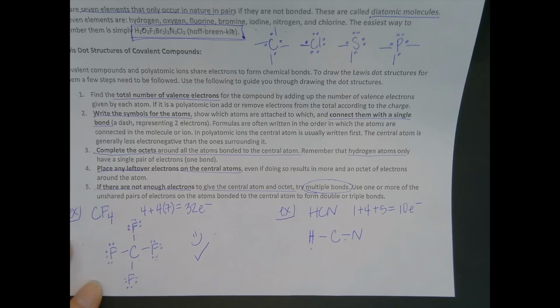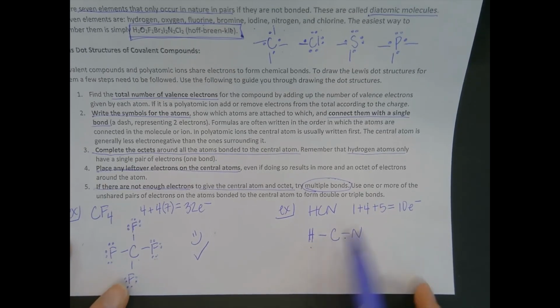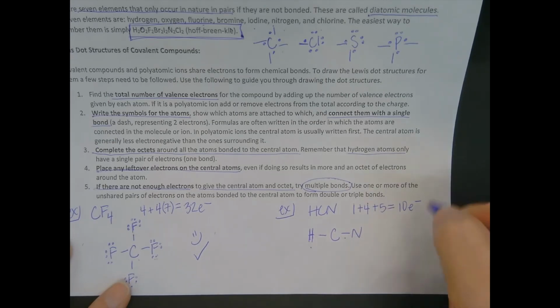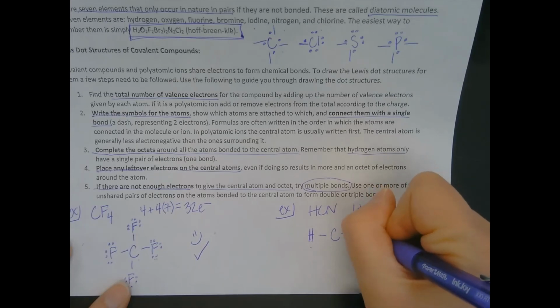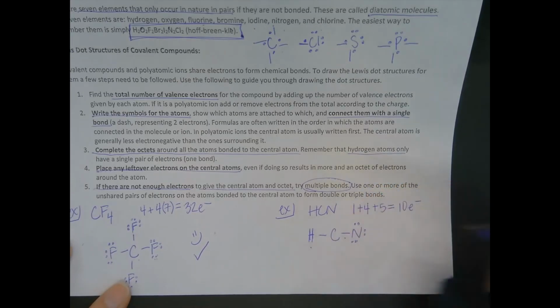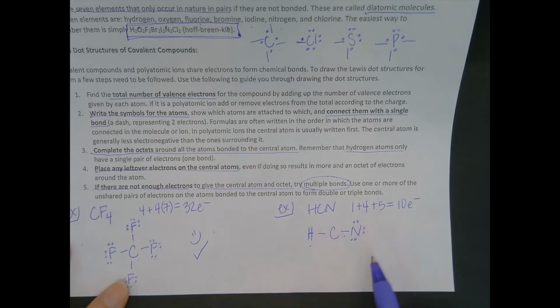Step 3, complete the octets around the atoms bonded to the central atom. Hydrogen doesn't need any more because it already has 2, so it's done. So I'm going to add the extra electrons to nitrogen. Okay, so nitrogen, if I add them here, 2, 4, 6, 8, 10, that would be all of my electrons. Okay, so now let's check. Hydrogen's still good with 2.